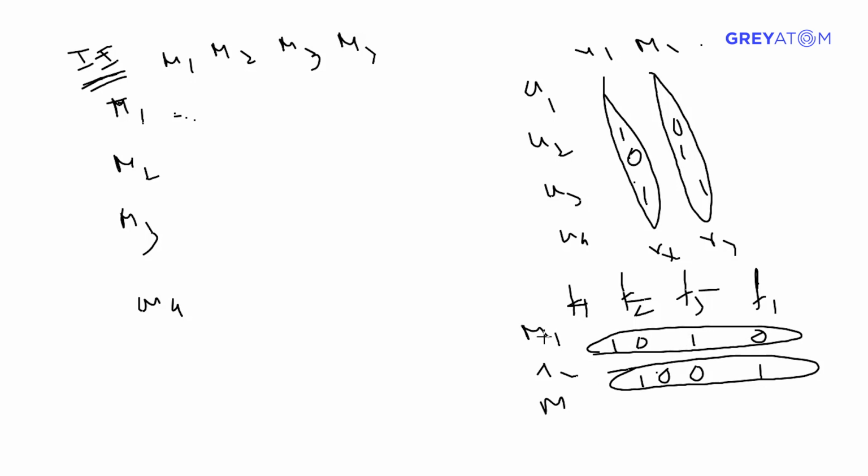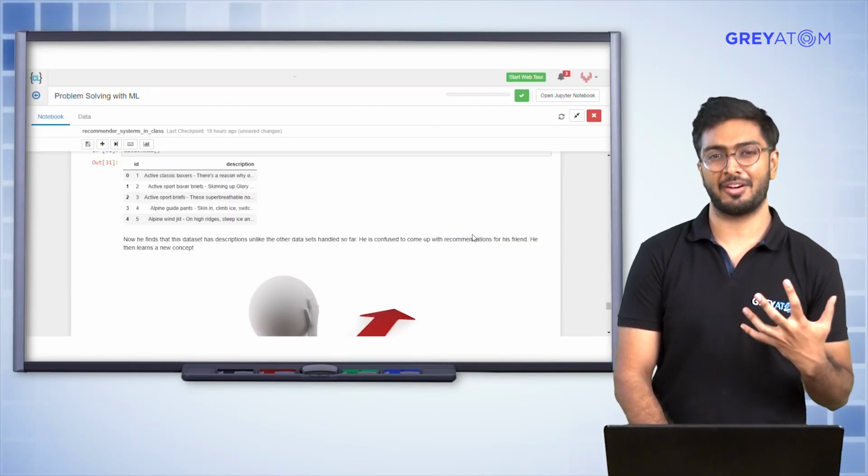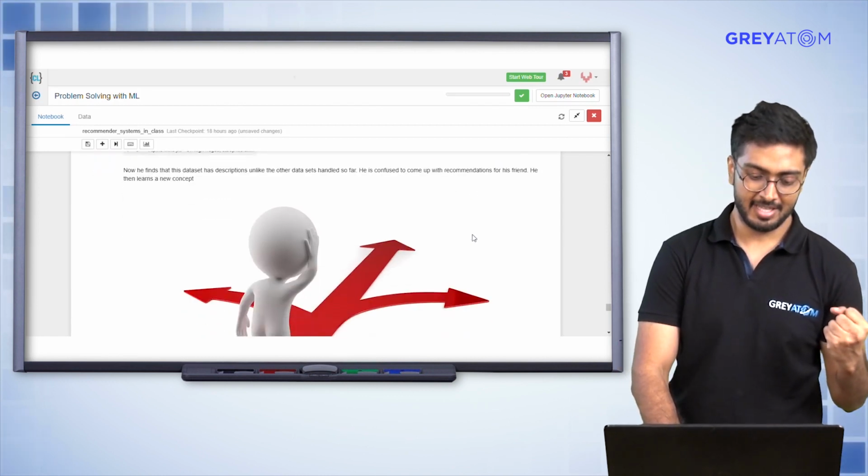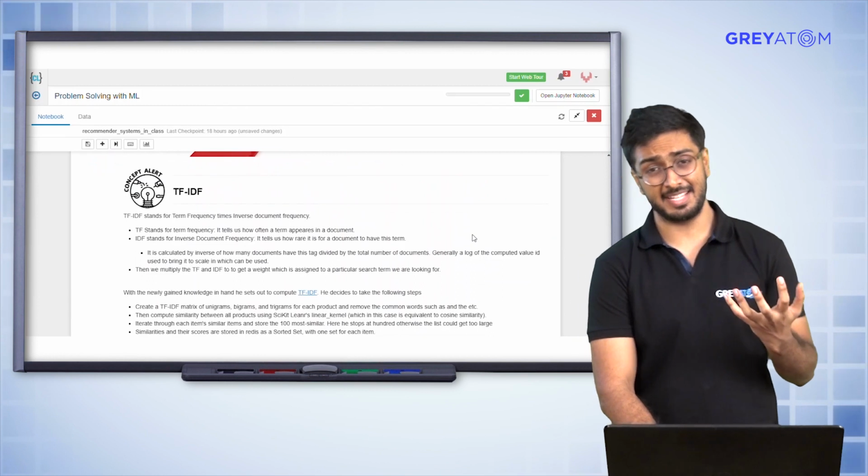But right now the problem is that for each item we do not have the features. We basically have a text blob, right? So how do we calculate the distances between two text blobs? That's a problem. But that's not a big problem. Now that you have learned about NLP in the last lecture, you already know how to do this, right? It's very simple. TF-IDF, right?